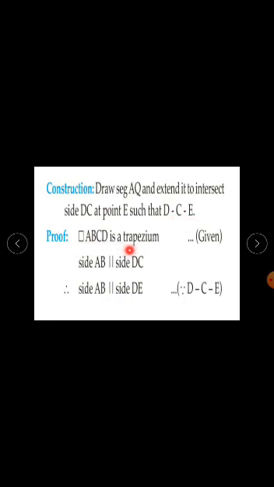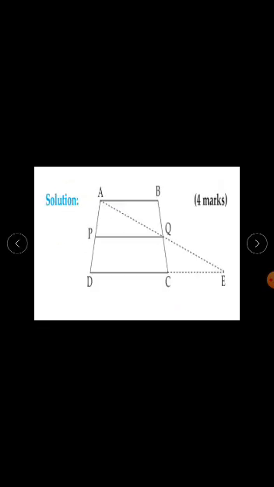Quadrilateral ABCD is a trapezium. It is given, side AB is parallel to side DC. Therefore, side AB is parallel to side DE. For side DC, we can write side DE because D-C-E. We can write AB parallel to DE.